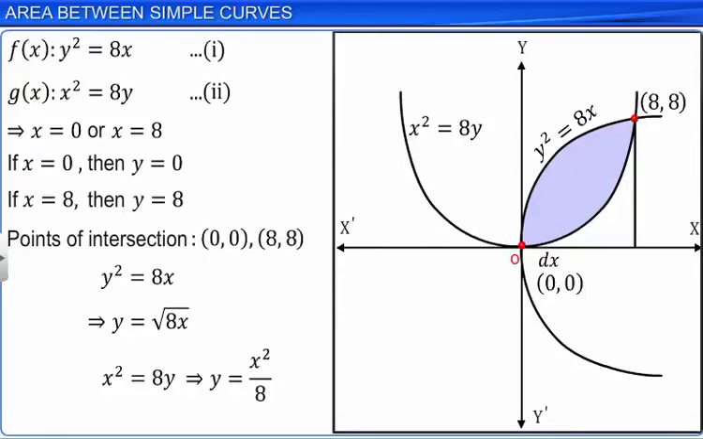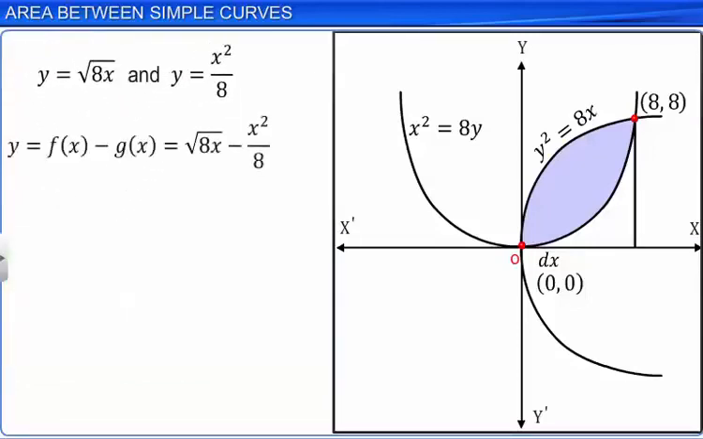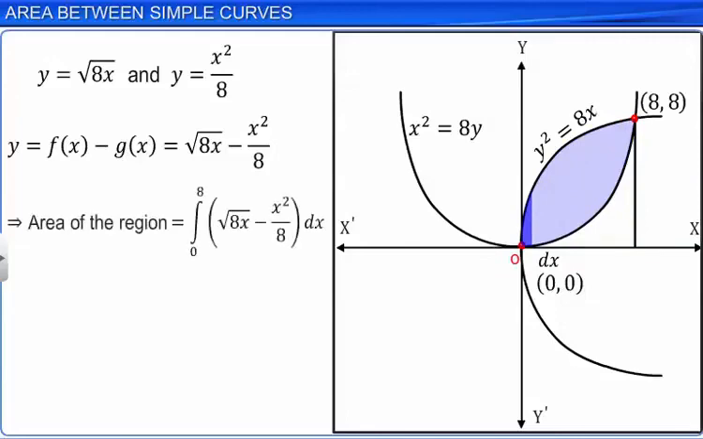Now, if we take a strip of width dx and height y, where y is equal to f of x minus g of x, then the area of the region enclosed is given by integral of root 8x minus x squared upon 8 from 0 to 8. Simplifying this integral as shown, we get an expression between the limits 0 to 8. Simplifying this further, we get 64 upon 3. Hence, the area of the required region is 64 upon 3 square units.